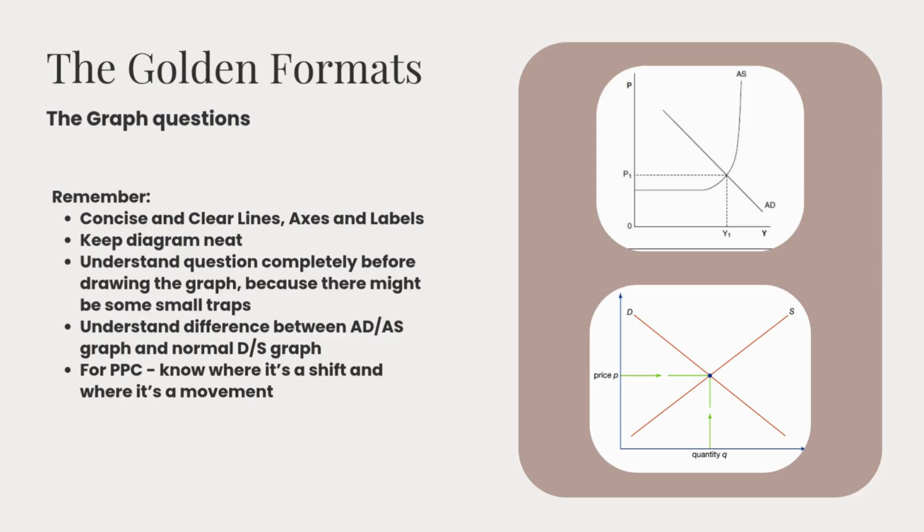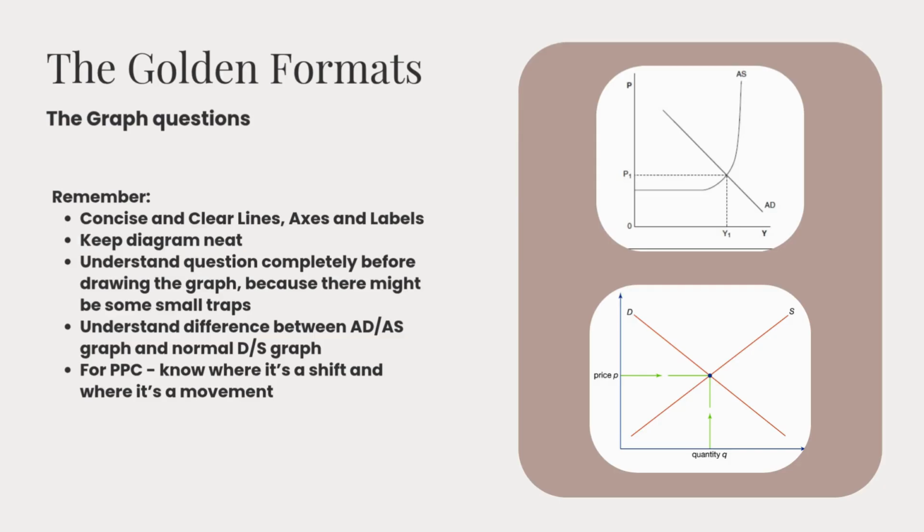Plus, very important is the PPC graph. It's very important for you to know the difference between a movement of a point towards the PPC and a normal shift in the PPC. A movement occurs when the economy is employing unemployed resources. That means it's making use of the resources that it already had.